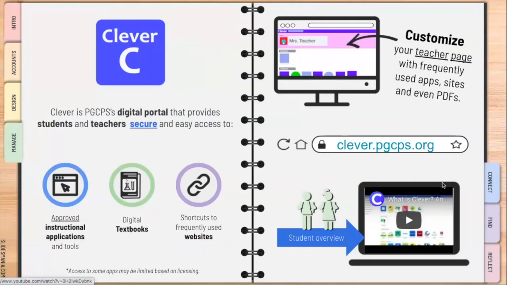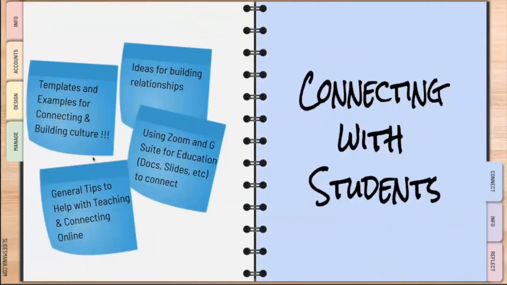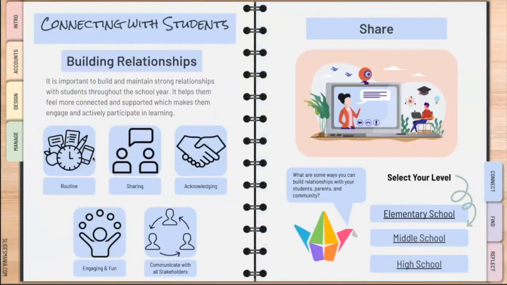Connecting with students. When connecting with students, first we need to build relationships. It helps them feel more connected and supported, which makes them engage and actively participate in learning. Here are 5 tips that can help engage your students. Routine. Create a routine for your students and make sure they are clear and simple expectations. Sharing. Share information about yourself. Let students get to know you and get to know them.